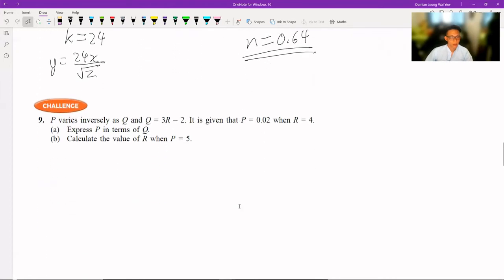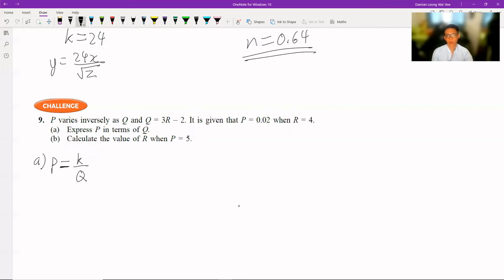Now let's look at the challenge questions. Question 9. P varies inversely as Q, and Q equals 3R minus 2. Express P in terms of Q. So basically, P varies inversely as Q means P equals constant times 1 over Q, means constant over Q, K over Q.